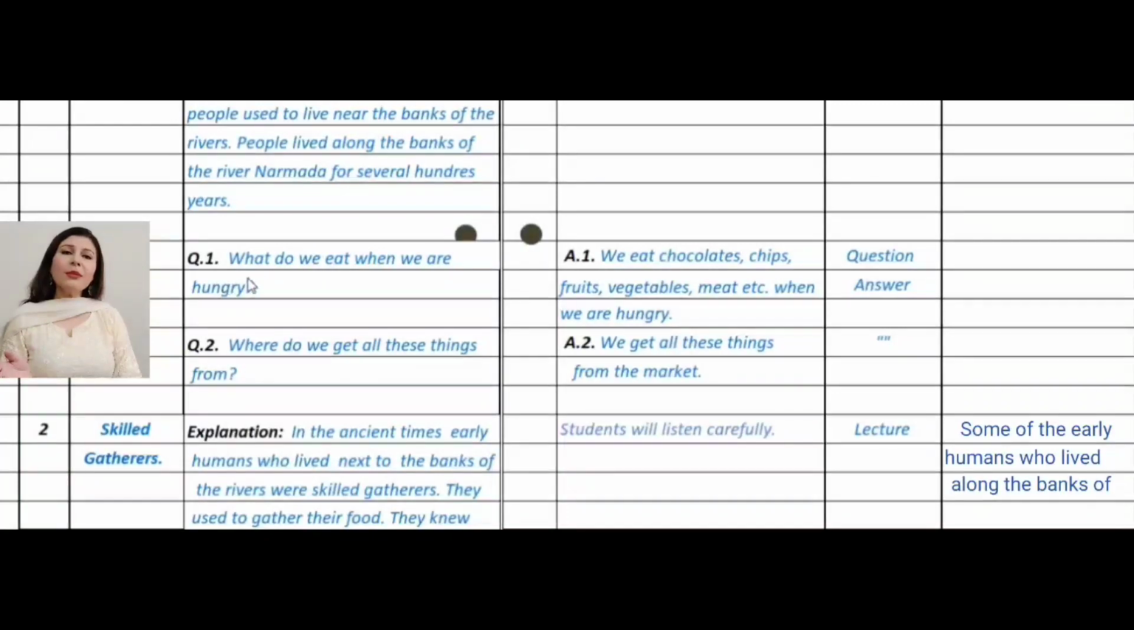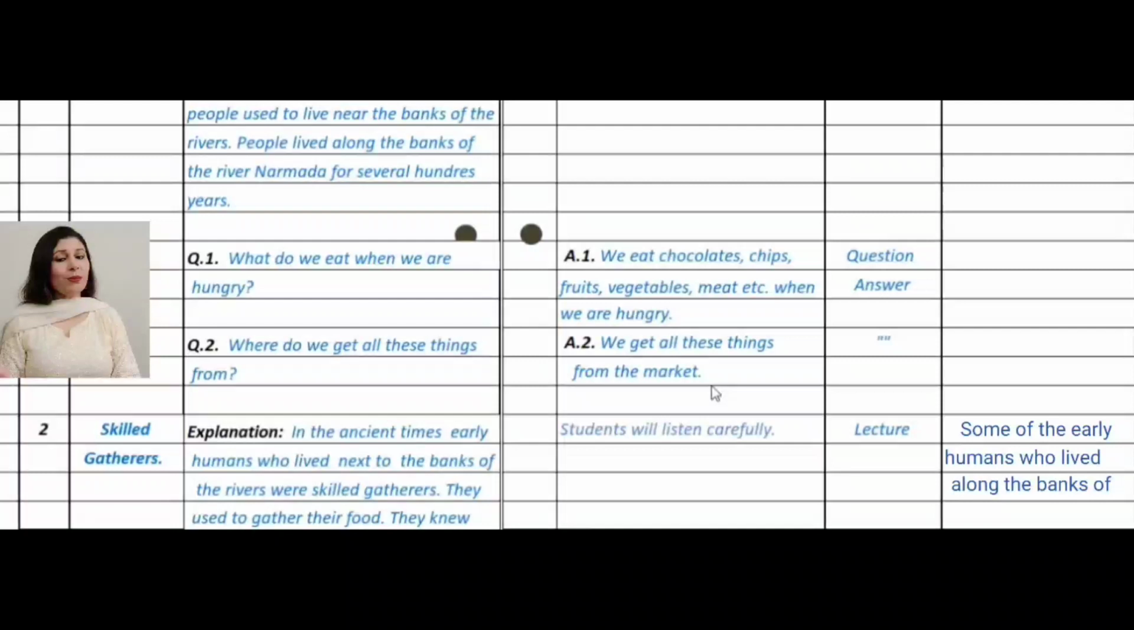Here we can ask them, what do we eat when we are hungry? The expected answer of the students is, we eat chocolates, chips, fruits, vegetables, meat, etc. when we are hungry. Or they can say we eat food when we are hungry. Then you can ask them, from where do we get all these things? So the students will say that we get all these things from the market.